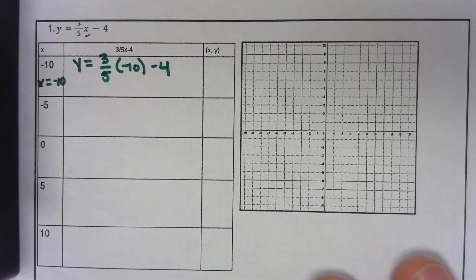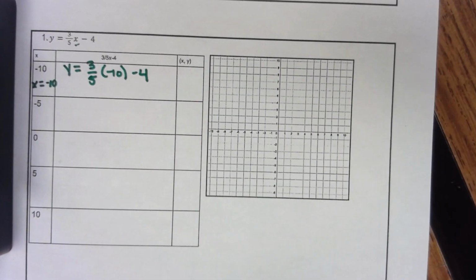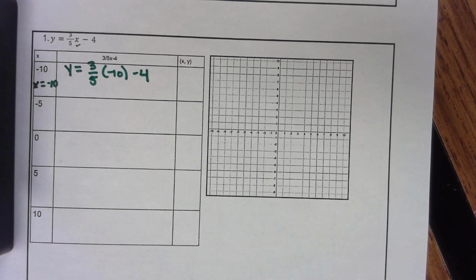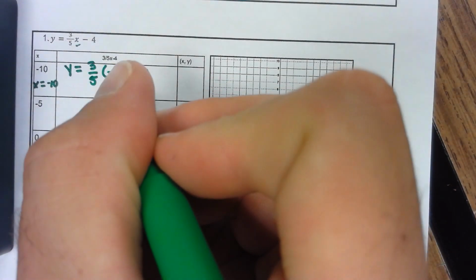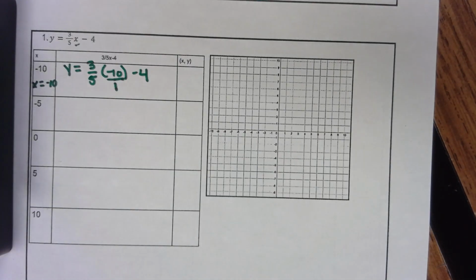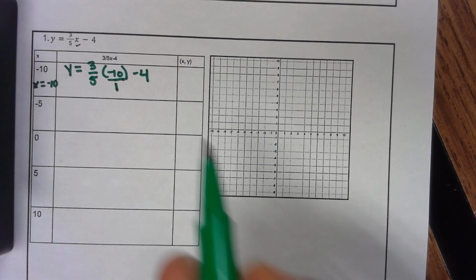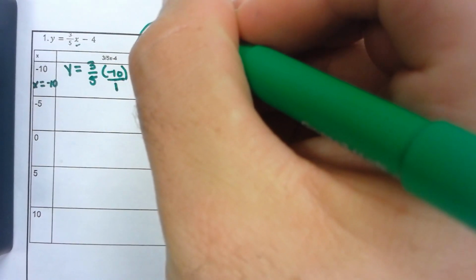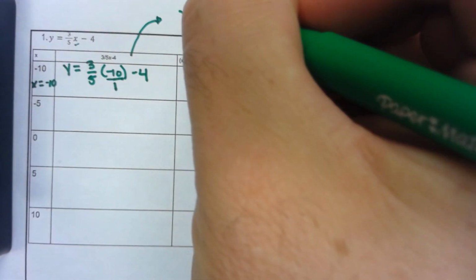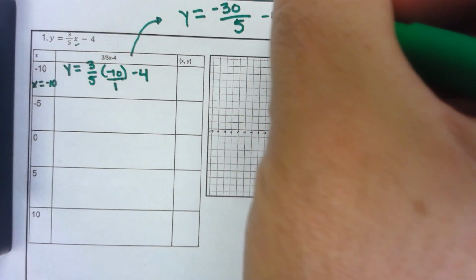We need more space. Now, we have to do some fractions here. We're going to learn how to deal with fractions right now. In order for me to multiply 3/5 times -10, I'm going to make -10 a fraction by putting it over 1. Then I need to multiply the numerators together, which are the tops of the fractions, and the denominators together. So this becomes y equals, and I'm going to move my work up here. Y equals 3 times -10 is -30, divided by 5 times 1, which is 5, and then minus 4.